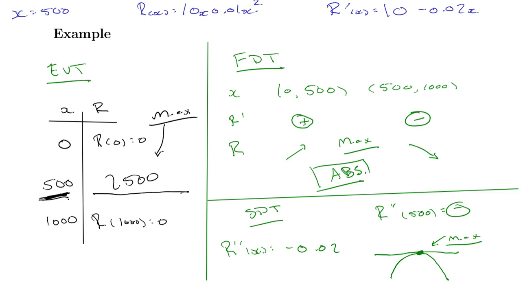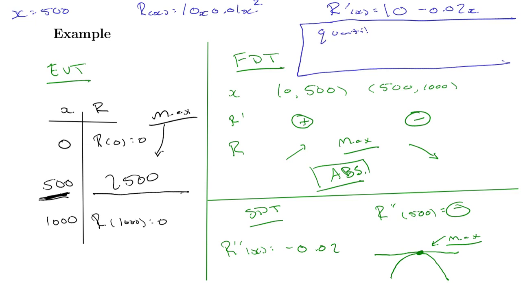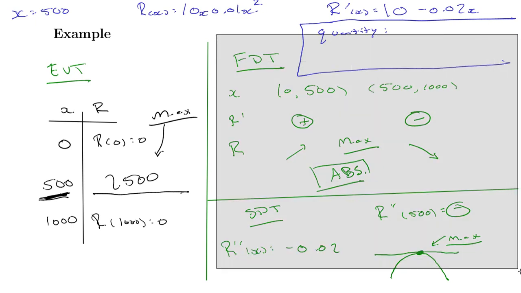Now, this is the quantity. So for the quantity, maybe I'll clear out some space here. Actually, you know what? I'm just going to erase some stuff. Let me get rid of the first and second derivative test.